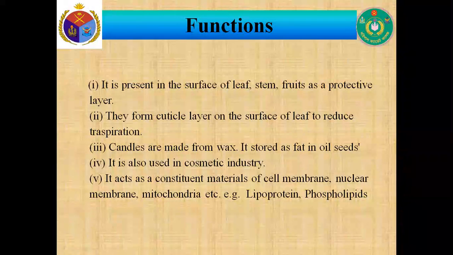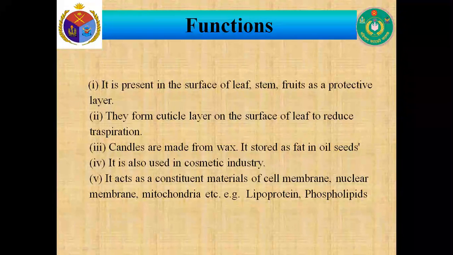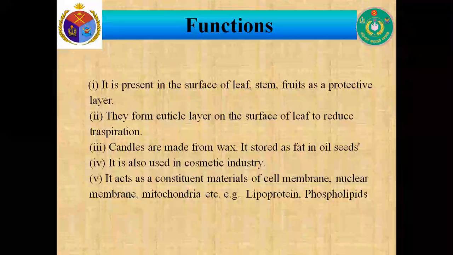Now, function. It is present on the surface of leaf, stem, and fruits as a protective layer. They form a cuticle layer on the surface of the leaf to reduce transpiration. Candles are made from wax. It is stored as fat in oil seed. It is also used in the cosmetic industry. It acts as a constituent material of cell membrane, nuclear membrane, mitochondria, etc.